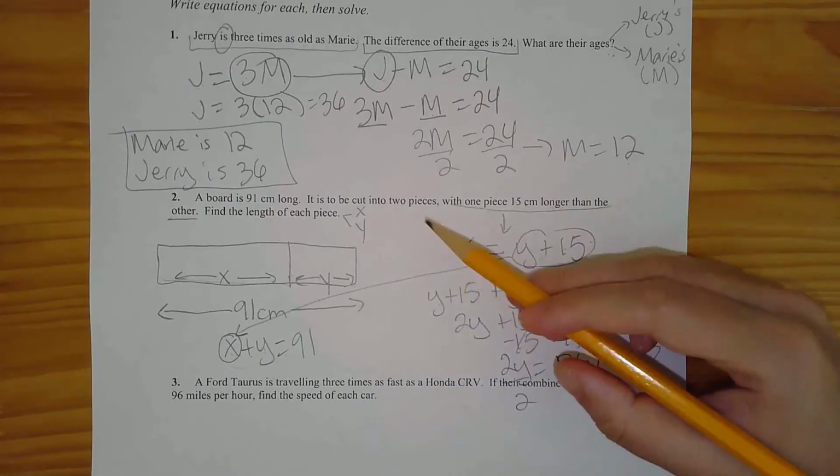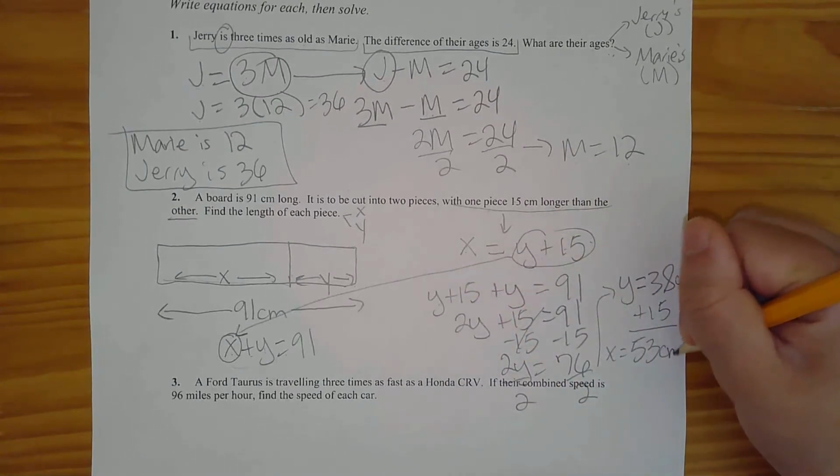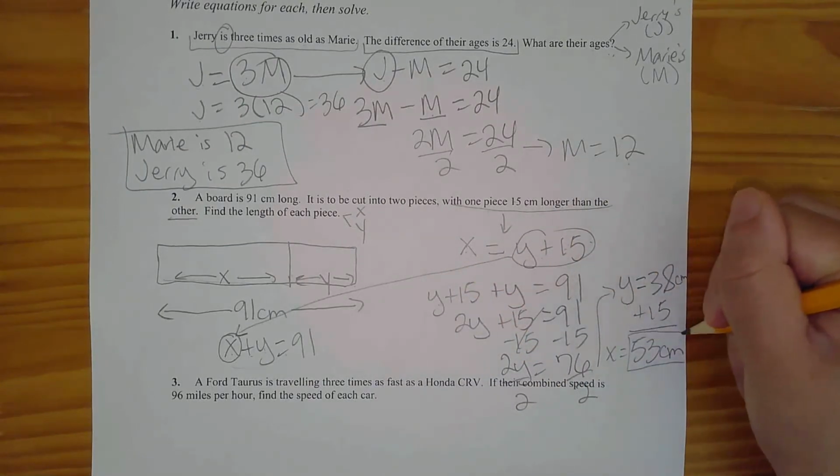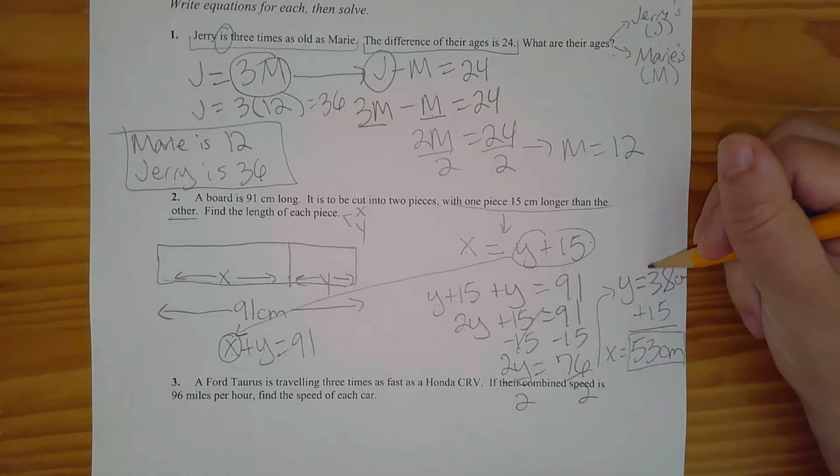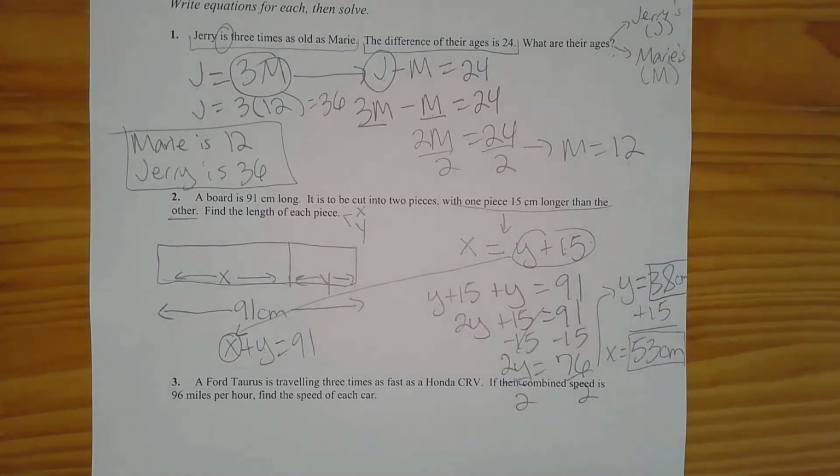So find the length of each piece. My answer would be that one piece is 53 centimeters, a longer piece, and the shorter piece would be 38 centimeters long. All right, let's do one more.